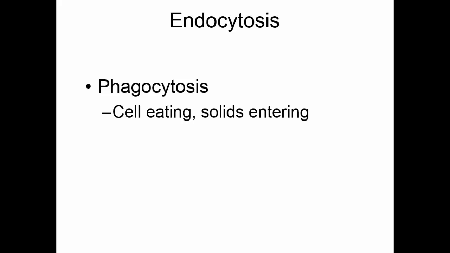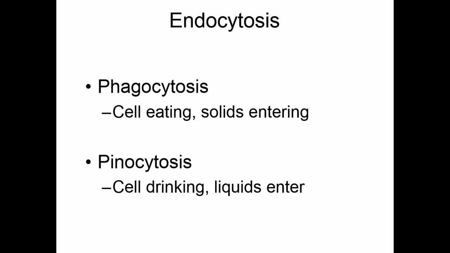There are 2 types of endocytosis. Phagocytosis is when solids are brought into the cell. This is the equivalent of the cell eating something. Pinocytosis is when the cell takes in liquid. This is the equivalent to the cell drinking.